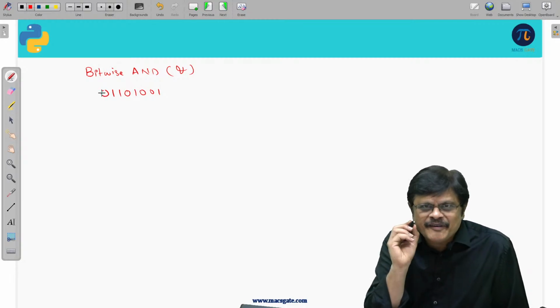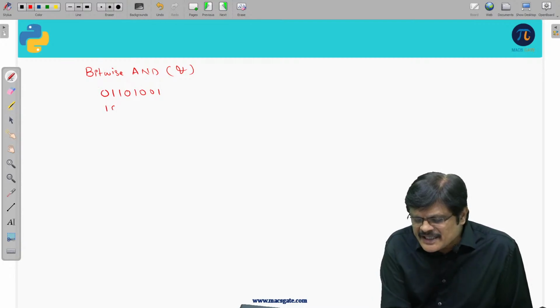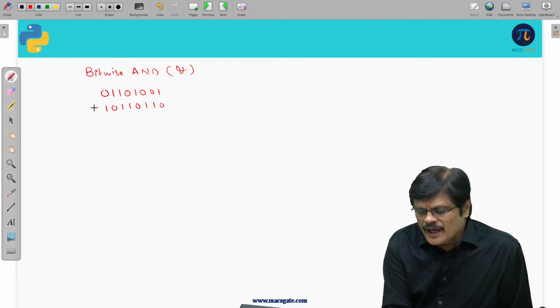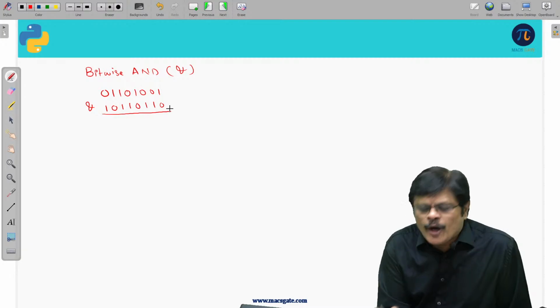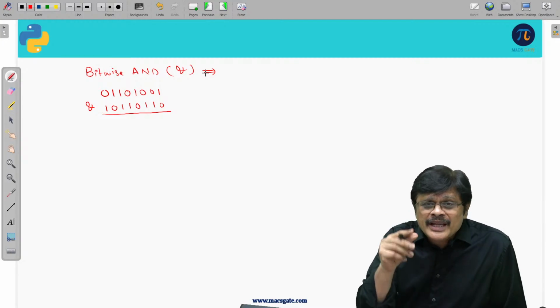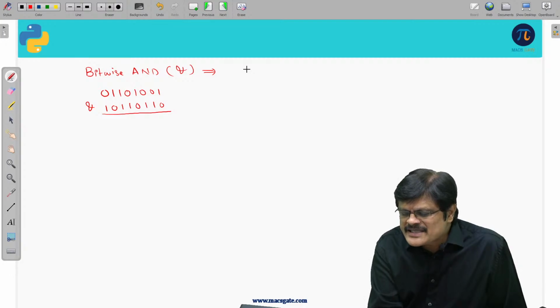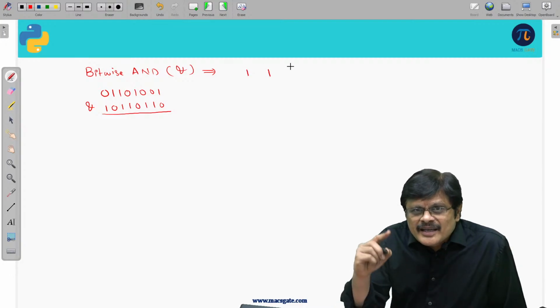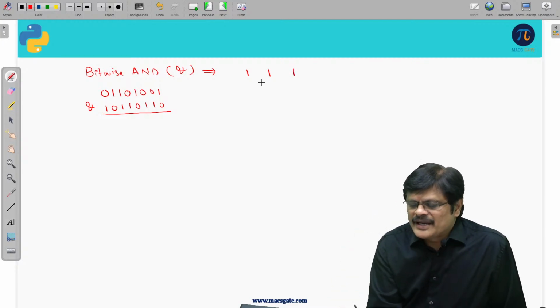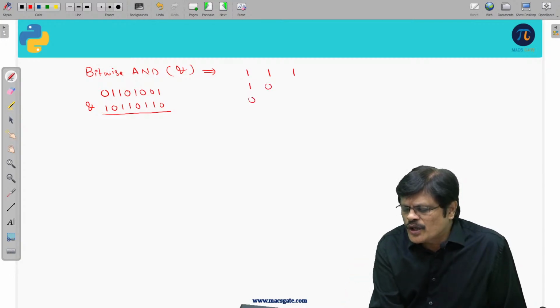Now suppose this is the binary representation of your first integer. Let us take the second integer, say 1 0 1 1 0 1 1 0. When you do the bitwise AND operation, it gives 1 only when both the bits are 1. The story is very simple. If the bits are 1 1, bitwise AND will give you 1. In the remaining cases, like 1 0, 0 1 or 0 0, the result would be 0.